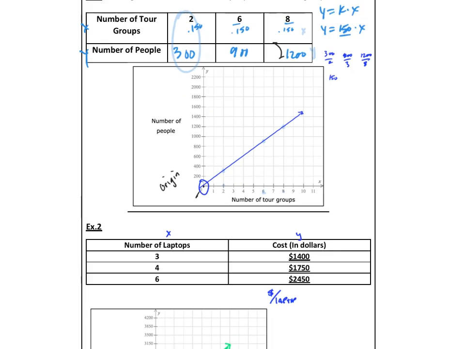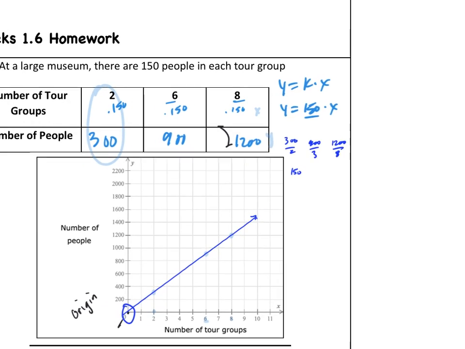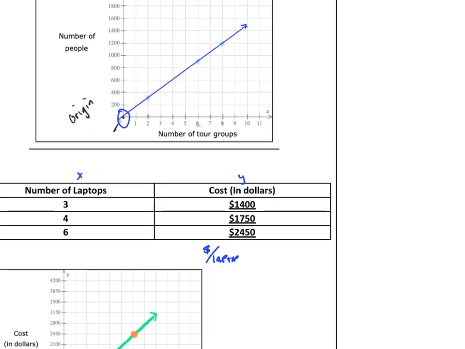Now, we talked about the relationship up above, that when we looked at each one of these relationships, when we wrote them as a ratio of number of people to number of tour groups, each one of these comes out to be 150 people per tour group, per one tour group. And so that is proportional because they all have the same unit rate, right? So let's look at this one. Is this proportional?